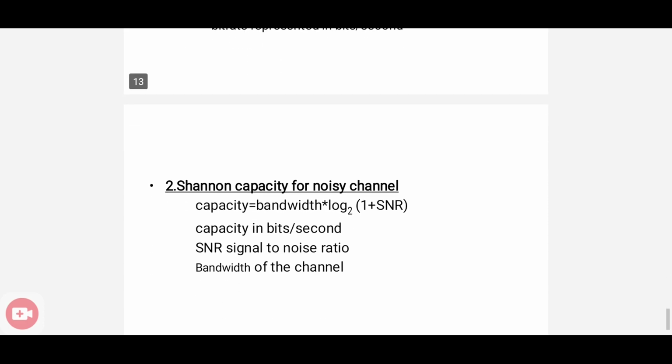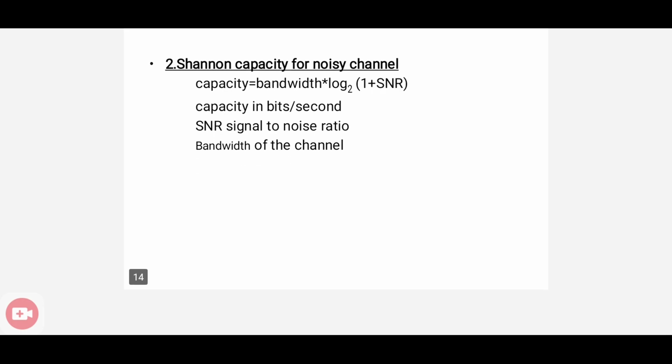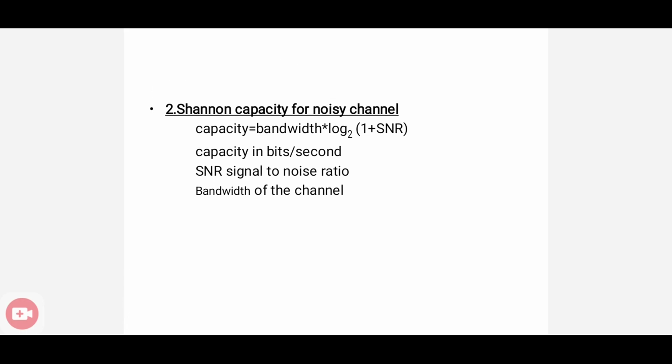Okay. And the second equation is the Shannon capacity for a noisy channel. So how is it expressed? Capacity is equal to bandwidth times log base 2 of (1 plus SNR). Then what is SNR? SNR is the signal to noise ratio. And what is signal to noise ratio? It is the ratio between the wanted signal and the unwanted signal. Clear? So there are two equations for calculating the data rate over a network. One is for a noiseless channel and the other is for a noisy channel. For the noiseless channel, it is the Nyquist bit rate, and for the noisy channel, it's the Shannon capacity. Okay, so these are all about the first module.